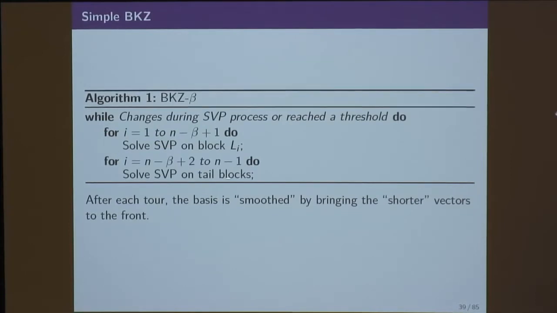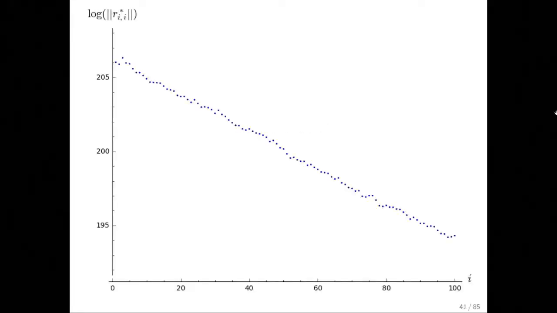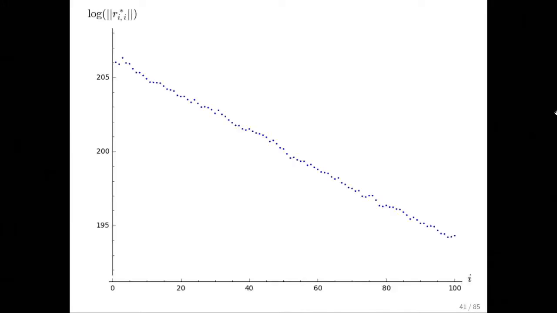The blocks in the tail become smaller, so I cannot do SVP beta anymore, so I just do as much as I can, SVP on size n minus i plus 1 there. After each tour, the basis is smoothed by bringing the shorter vectors to the front. And we have a movie on that. These are the actual runs for a BKZ 40 reduced basis, where the lattice dimension is 100.